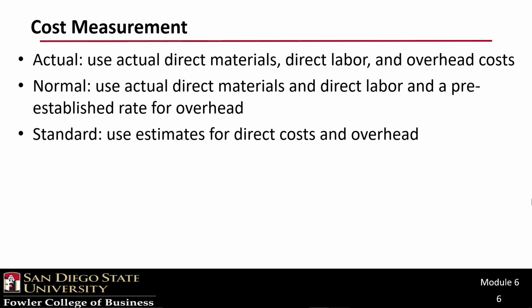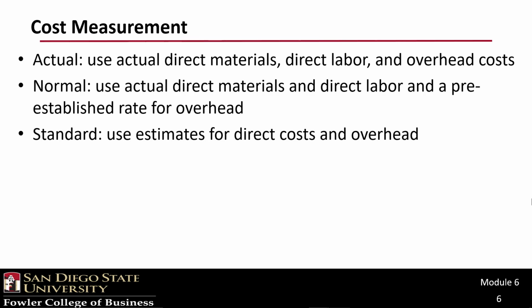But you can also use normal cost, or sometimes what they call normal overhead costing, which is to use actual direct materials and direct labor, but use a pre-established rate for overhead. And one of the reasons you do that is because then you do not have to wait for the accumulation of your actual overhead costs to apply overhead. You can do it as jobs are taking place, and so it's more timely.